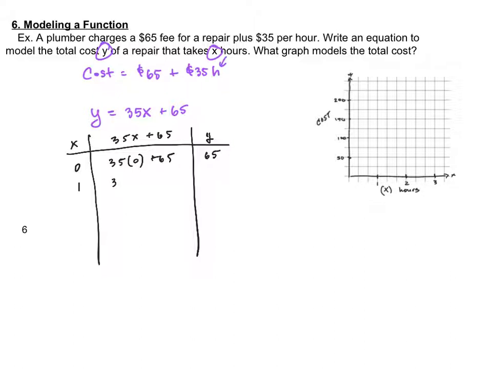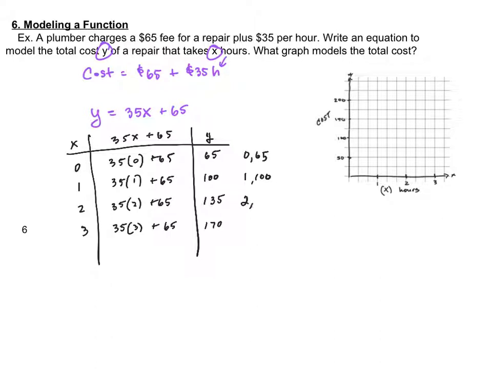Then if we have them work 1 hour, 35 times 1 plus 65 is going to be, gosh, I think it's 100. And then 2 is going to be 35 per hour times 2 plus 65, which should be 135. And then 3 hours is going to be $35 per hour times 3 plus 65, which is going to be 170. So there's my graph. I can graph these ordered pairs, in case you didn't realize, the input-output for my ordered pairs.